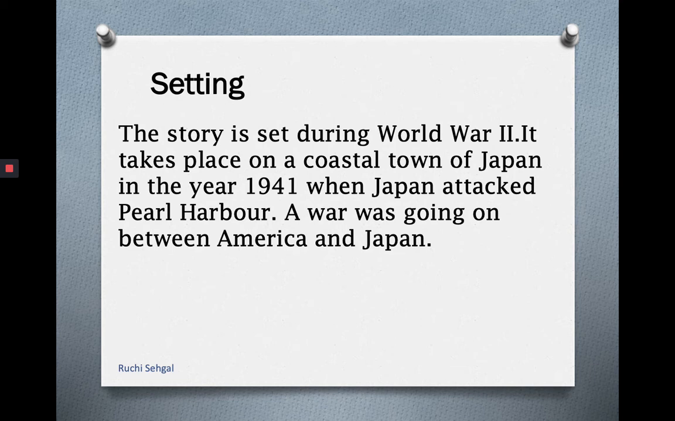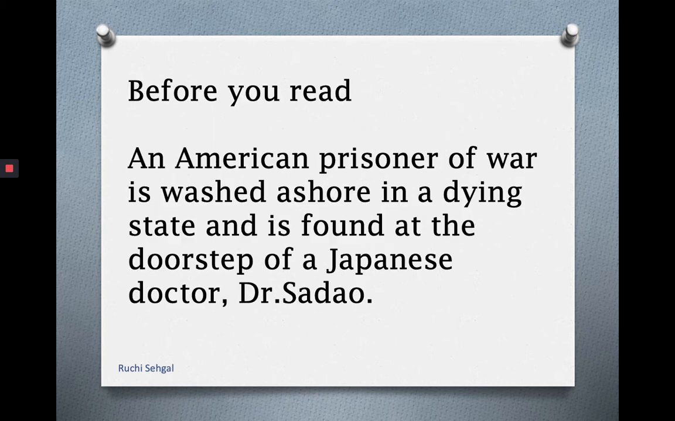The setting of the story, The Enemy, is during World War II. It takes place in a coastal town of Japan in the year 1941 when Japan attacked Pearl Harbor. You must have read books, you might have seen movies on Pearl Harbor, Nagasaki, Hiroshima, all the destruction that happened. And this destroyed not only human beings, but it destroyed the relationship between two major countries, America and Japan. So before we read, let us understand what is the backdrop of the story.